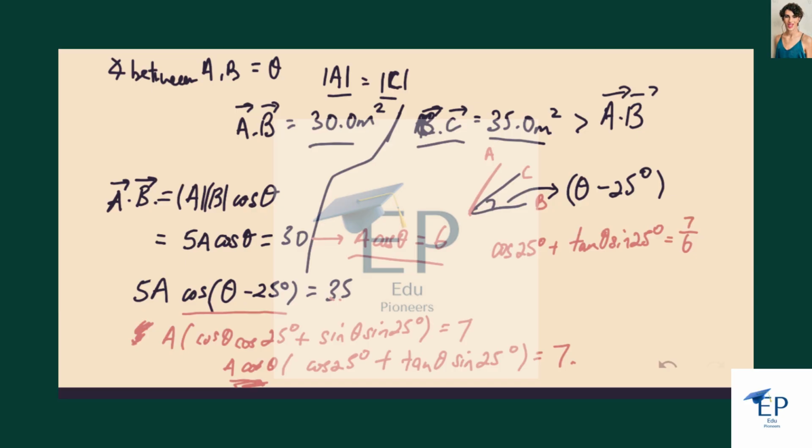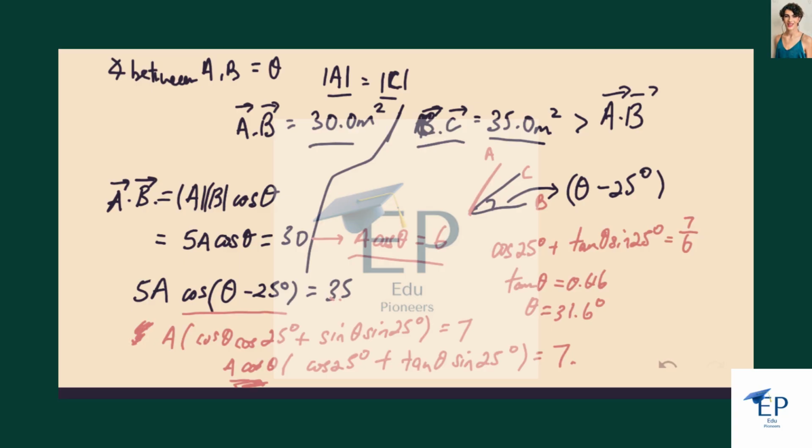Now all we have to do is to solve for theta. We just bring cosine 25 degrees to the right, divide everything by sine 25 degrees, and we should get our answer for tangent theta, which is 0.616. And so theta gives us 31.6 degrees.